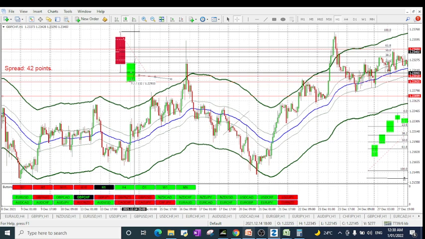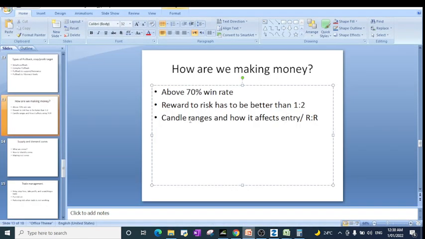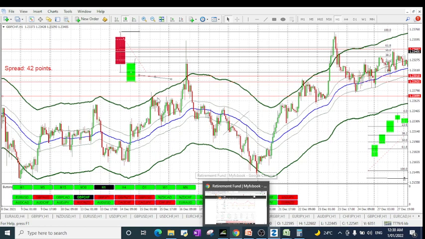Yeah. So you can take maybe 5 trades, and one losing trade just wipes out the whole game. So this is what I mean by candle ranges and how it affects risk reward. So how can we deal with this?